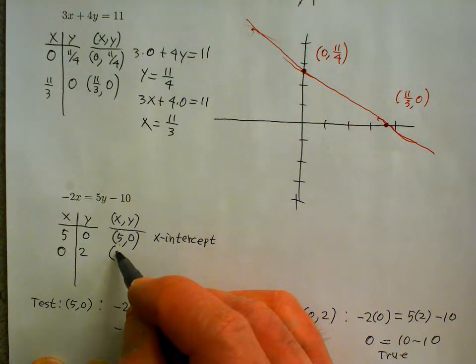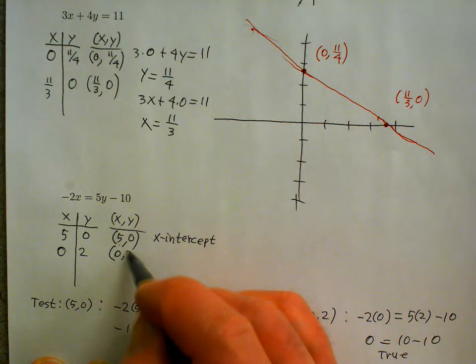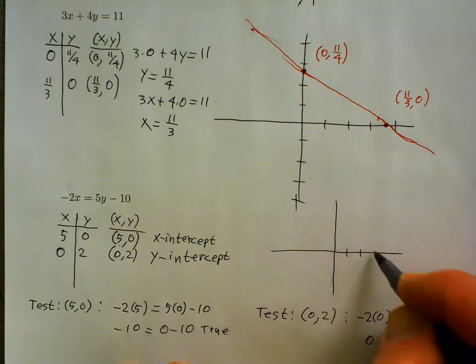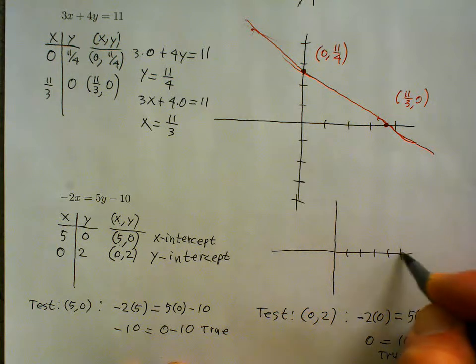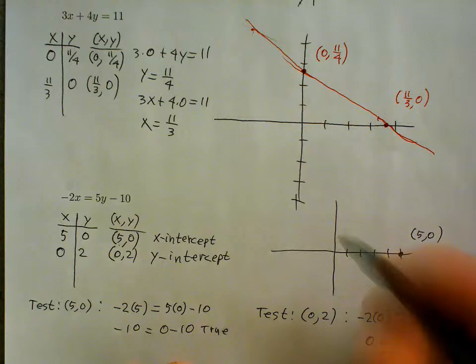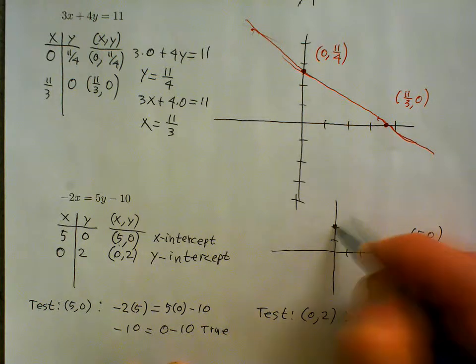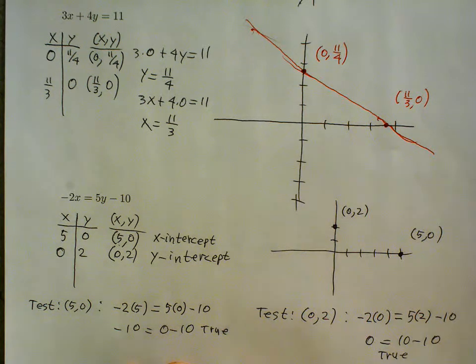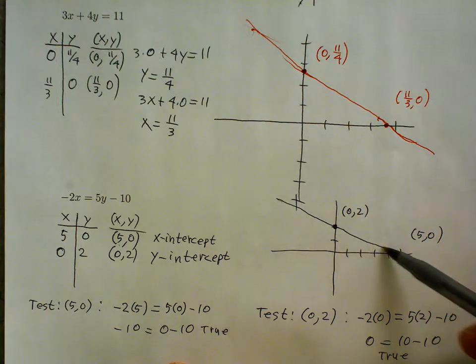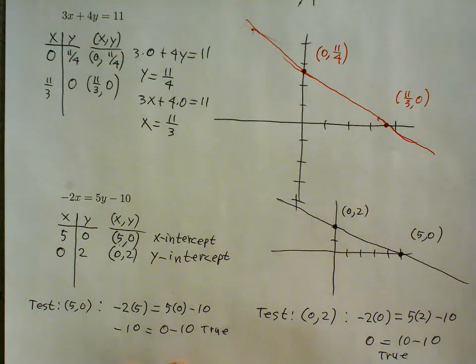So the y-intercept, oh, darn, I gave it away. Anyway, (5, 0) and (0, 2). And then sort of a straight line that passes through them.